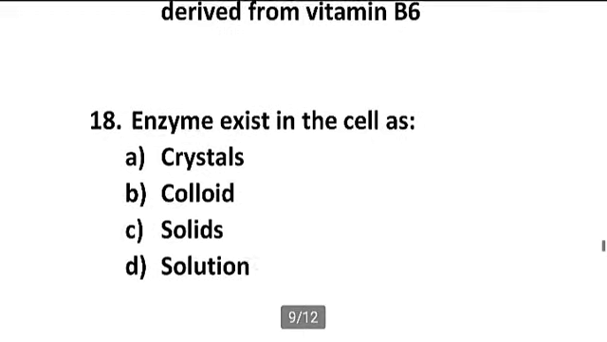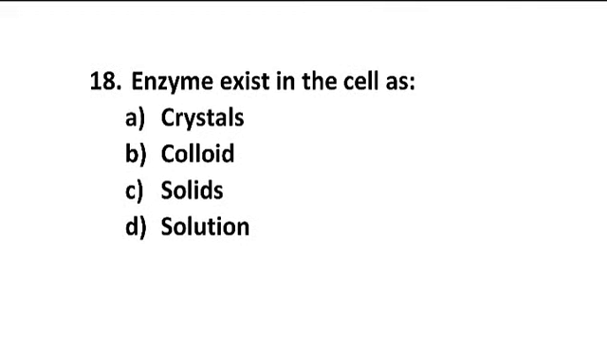Now moving to next question. Next question is enzyme exists in the cell as, and the options given are A. Crystal, B. Colloid, C. Solids, D. Solution. And the right option is option B, that is colloid. Enzymes generally exist in a colloidal form in the cell.